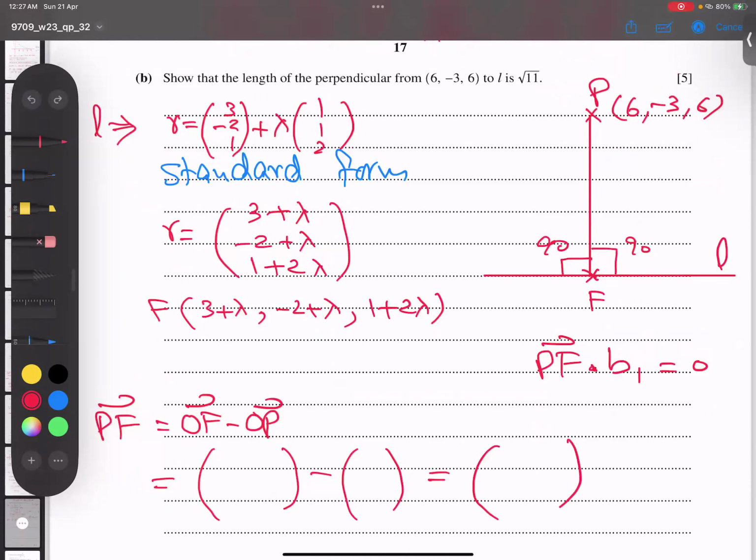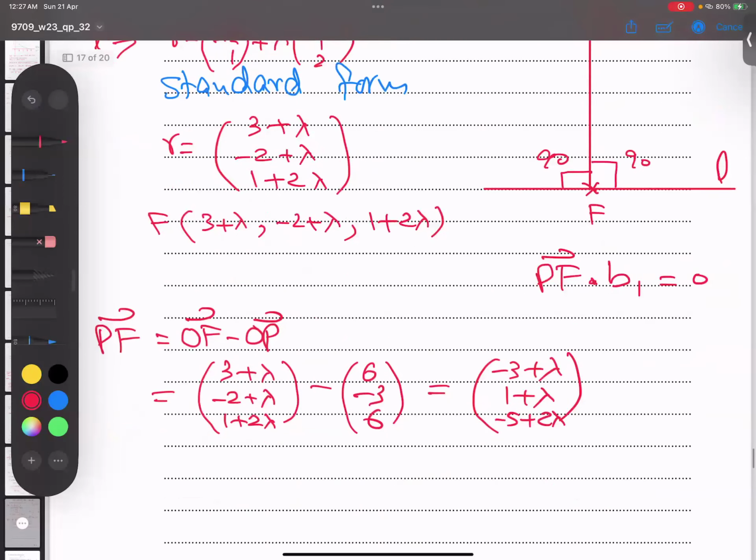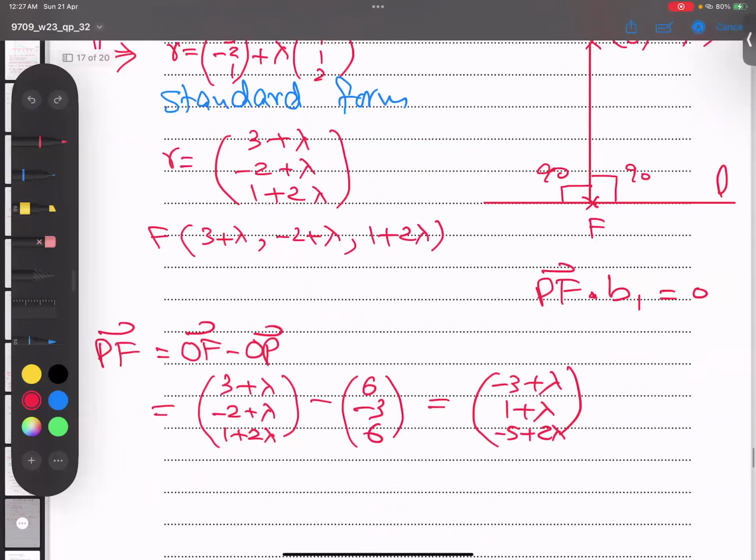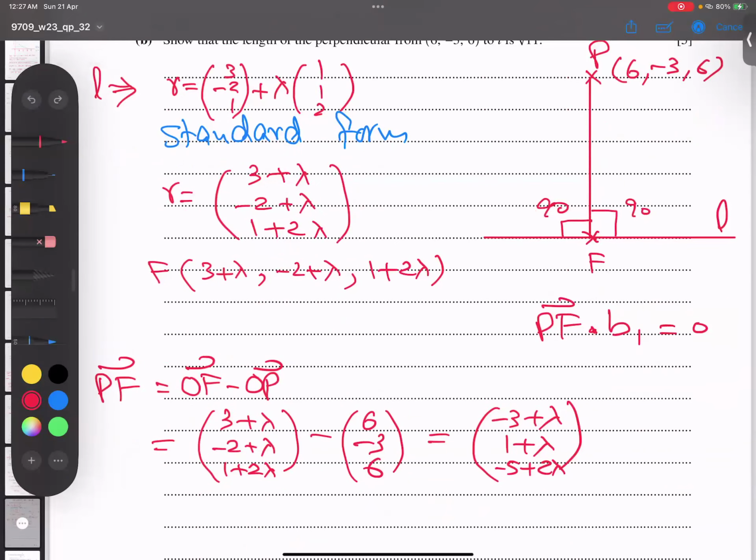OP is this, so 6, negative 3, 6. OF is this: 3 plus lambda, negative 2 plus lambda, 1 plus 2 lambda. I subtract these two values: 3 minus 6, I get negative 3 plus lambda; negative 2 minus negative 1 plus lambda; 1 minus 6, negative 5 plus 2 lambda. So students, PF is ready. The direction of the line is ready, and the dot product equals 0.